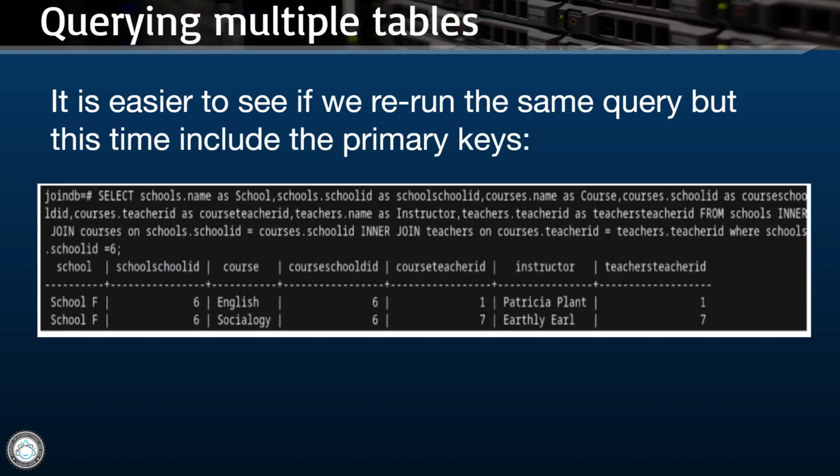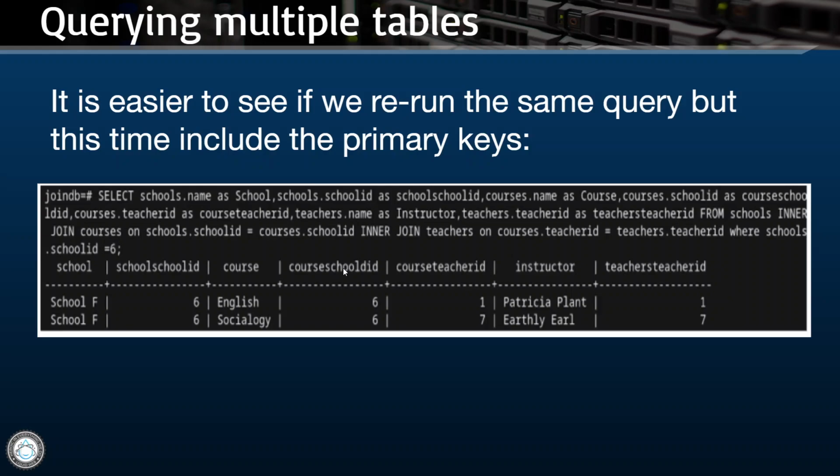We also know when we looked at our courses table earlier that the courses have the school ID. So on our first relationship, we can match the courses to the school. English and sociology both had a school ID of number 6 in there. So that's how we got that relationship.